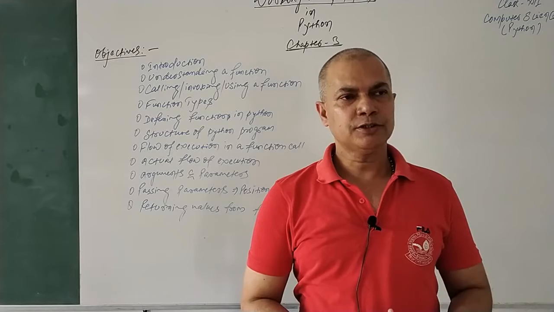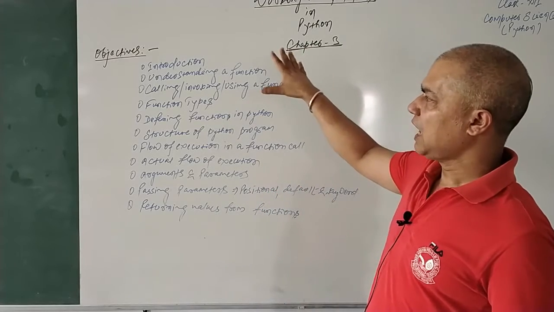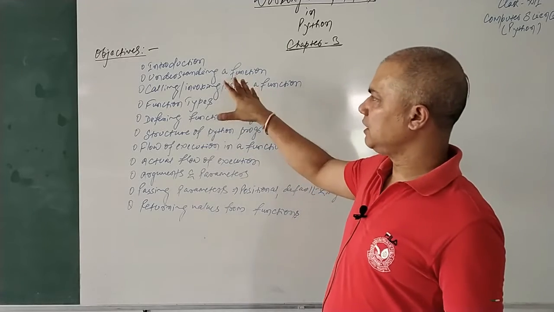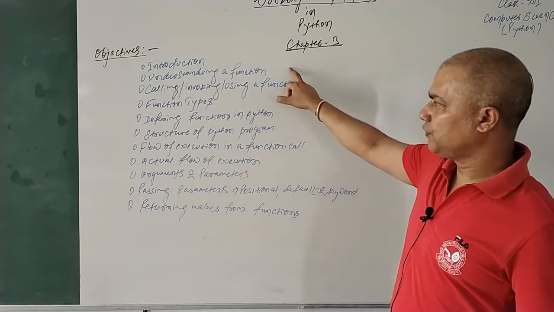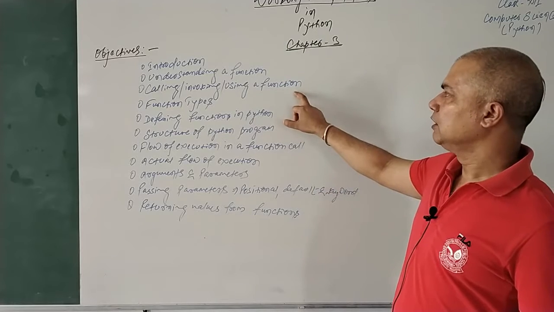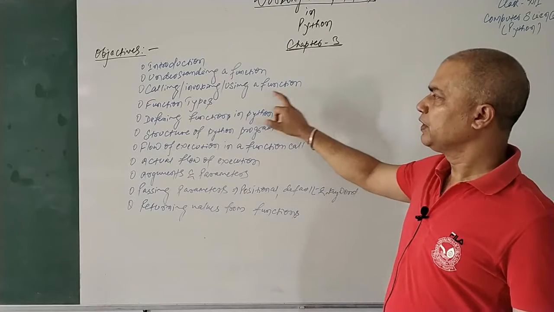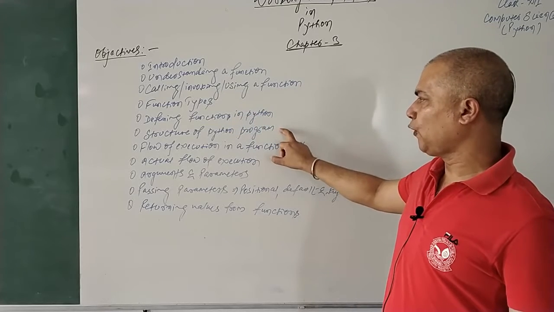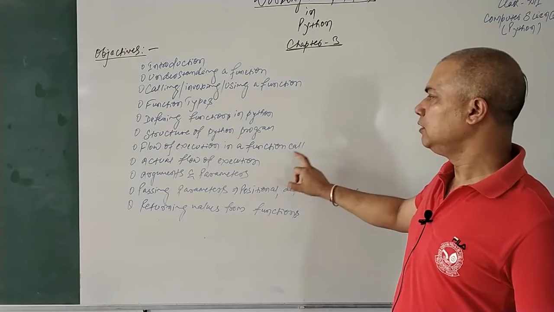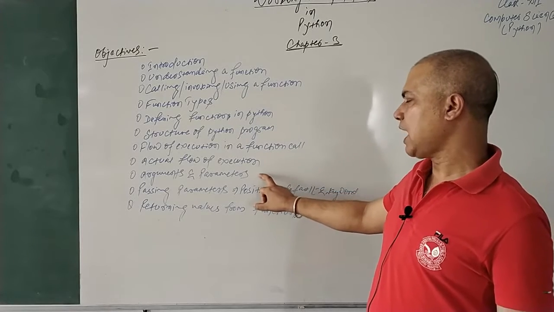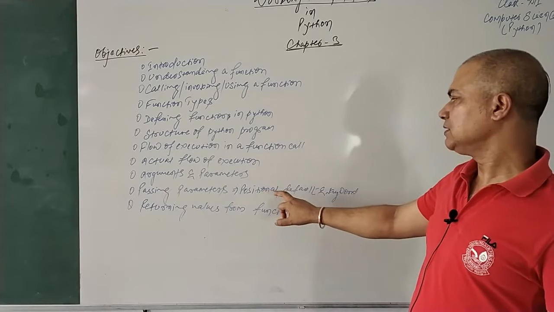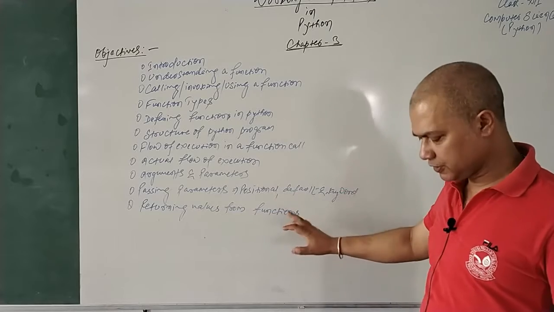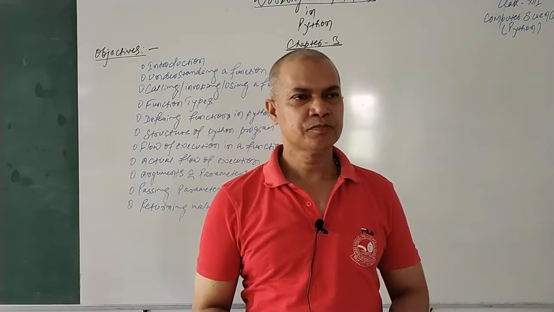Now basically we'll talk today about the function, and the objectives that I have jotted down already here. As you can see: introduction, understanding a function, calling or invoking (using) a function, function types, defining a function in Python, structure of a Python program, flow of execution in a function call, actual flow of execution, arguments and parameters, passing parameters, positional, default and keyword, and returning values from a function. These are the objectives of today.